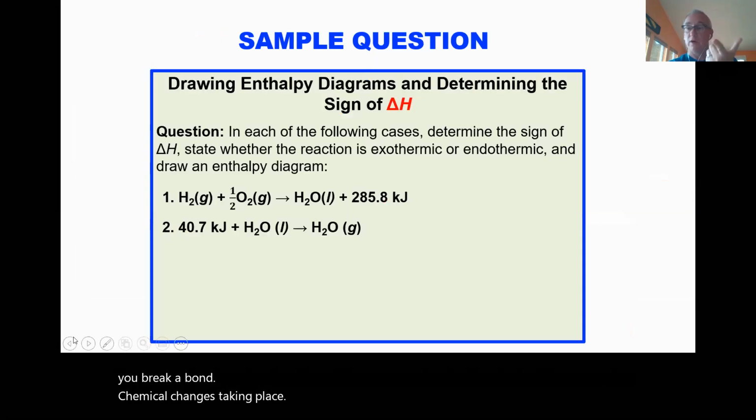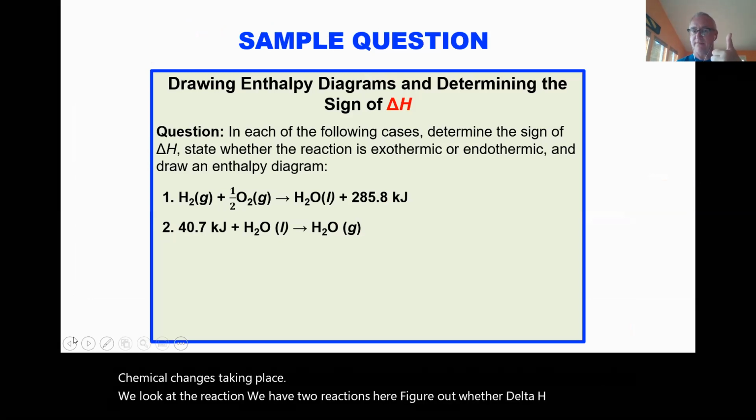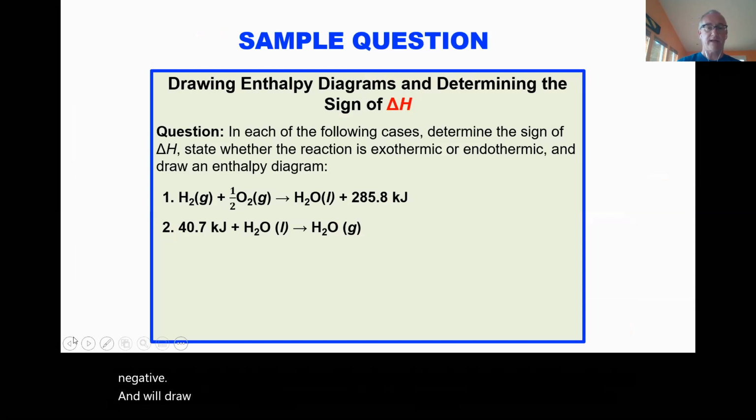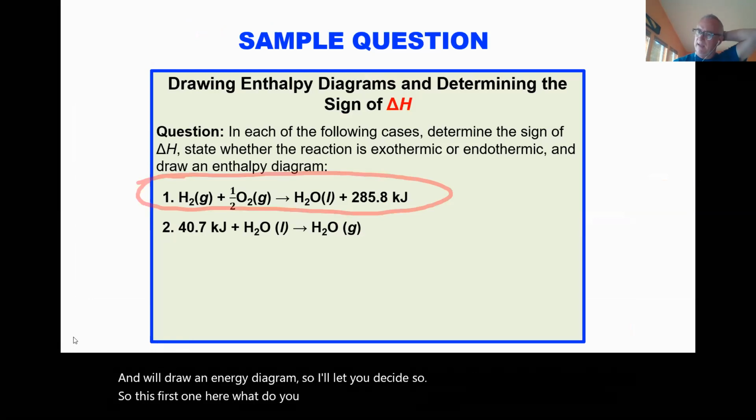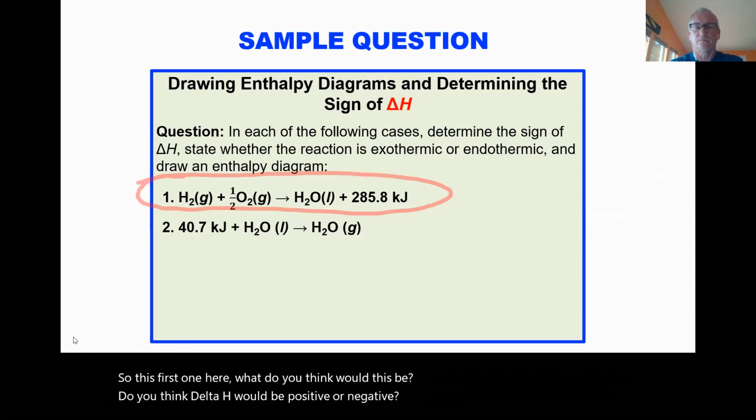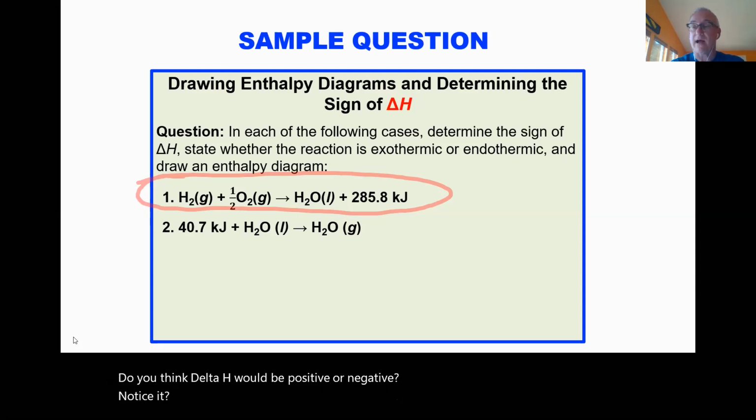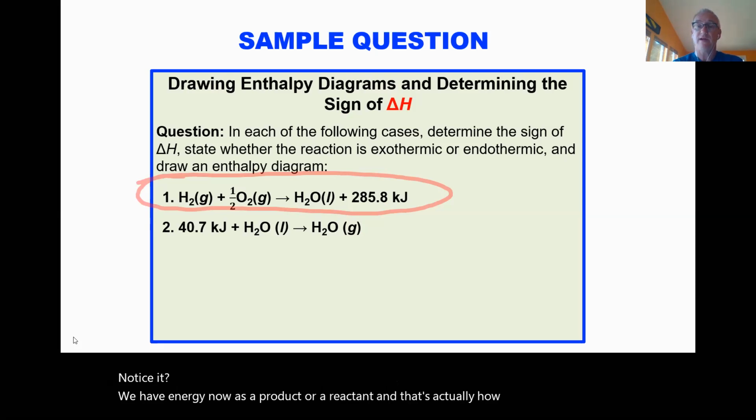So you look at the reaction. We have two reactions here. Figure out whether delta H is positive or negative, and we'll draw an energy diagram. So I'll let you decide. So this first one here, what do you think? Would you think delta H would be positive or negative? Notice that we have energy now as a product or a reactant, and that's actually how we can treat it.